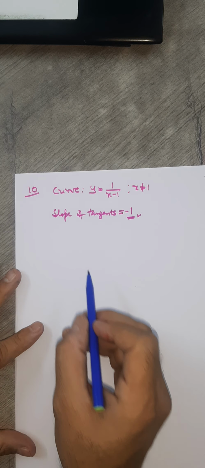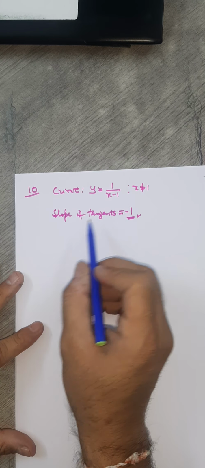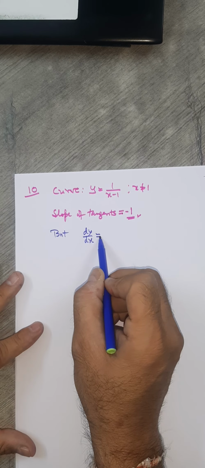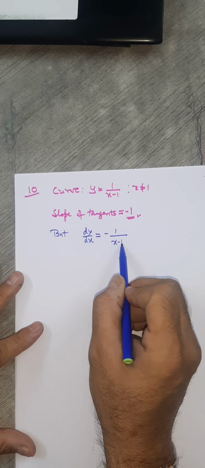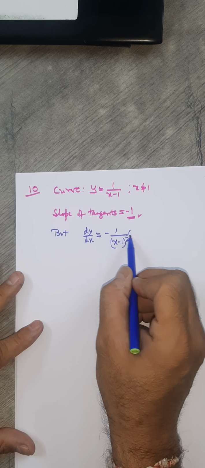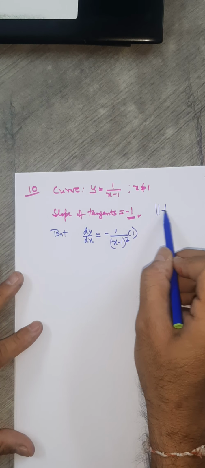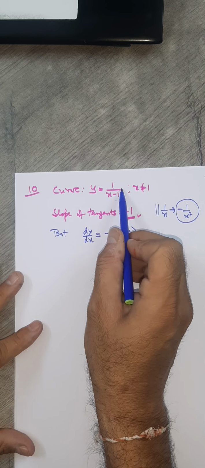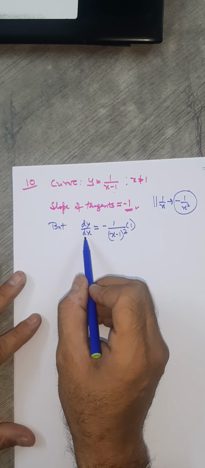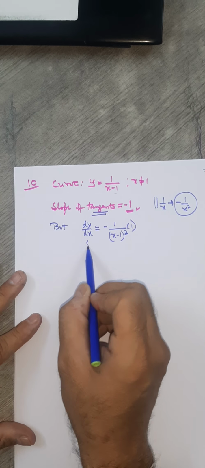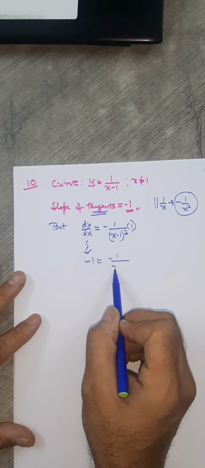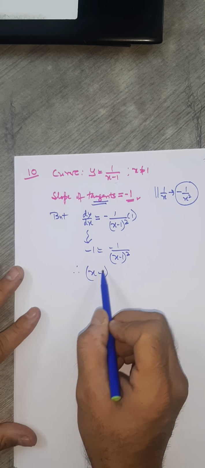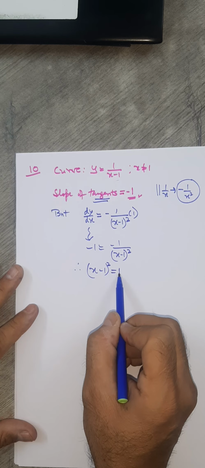You need to get the point of contact first. The slope of the tangent is given, and we know the slope of the tangent is dy by dx. dy by dx you can find from this: minus 1 by x squared into 1 by chain rule, the derivative of 1 upon x. You know the derivative of 1 upon x is minus 1 by x squared. I've used this by imagining it like x, and by chain rule the derivative of this one is 1. But the slope of the tangent is minus 1. So you have minus 1 equals minus 1 upon x minus 1 the whole square. So from this, x minus 1 the whole square equals 1.